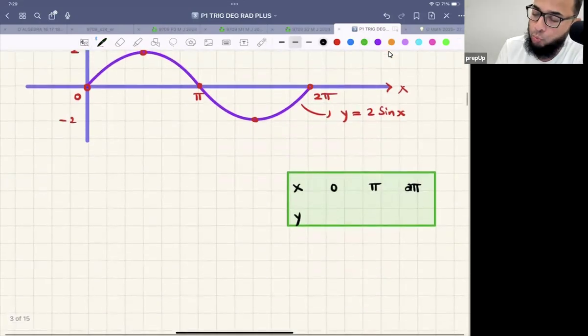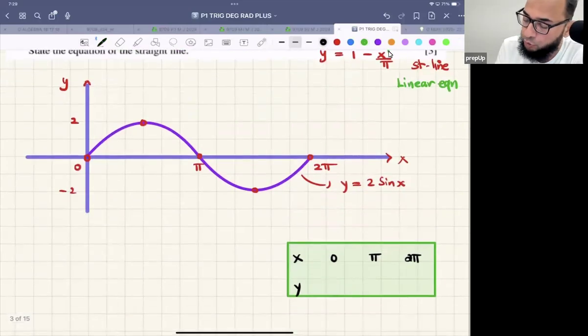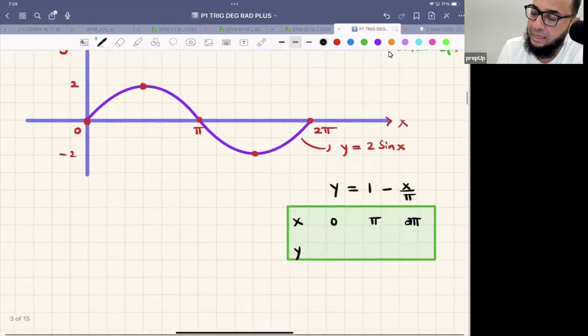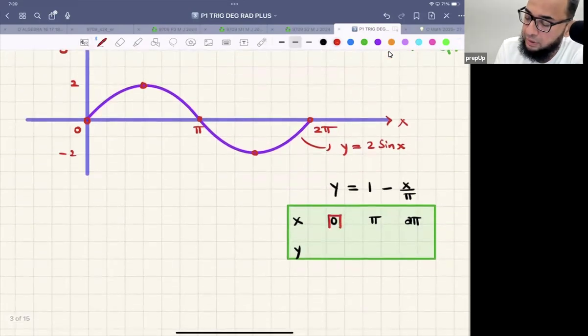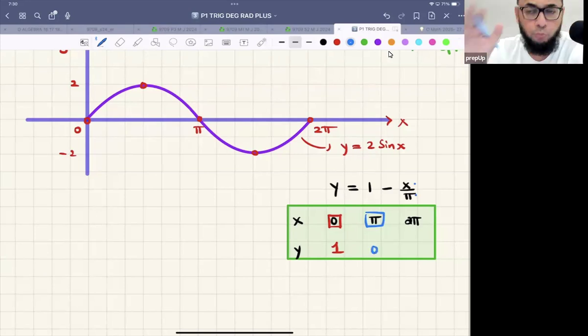And I'll plug it in over here, which is y is equal to 1 minus x over pi. If I plug in 0 in this equation, this x becomes 0, so I'm left with 1. If I plug in pi in this equation, pi over pi is 1, 1 minus 1 is 0. So 2 points are more than enough. 3 is for security, for safety, so that you don't go wrong. The third one, that is 2 pi over pi, so 1 minus 2 comes out to be -1.